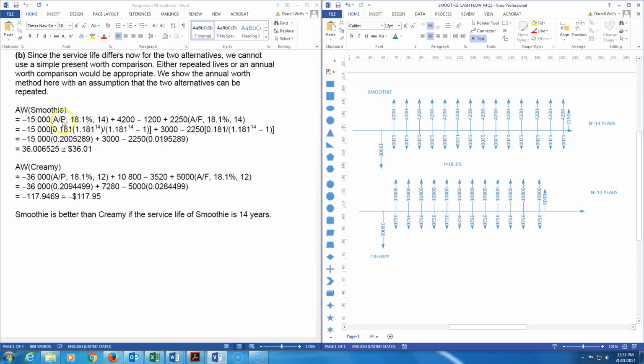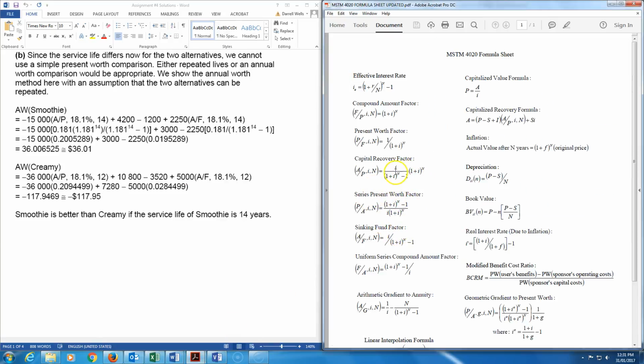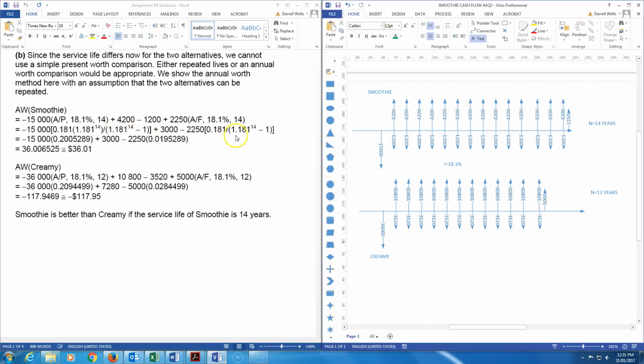As I just mentioned, in order to find the A/P factor and the A/F factor for this interest rate, we have to resort back to the original formulas on the formula sheet. So we have negative 15,000 times 0.181 times 1.181 to the power 14, all over 1.181 to the power 14 minus 1, and so on. That's just plugging i of 0.181 and n of 14 directly into the A/P formula. Once we plug in the numbers and do the calculations, it turns out that the annual worth of the smoothie machine is $36.01. So that's our annual worth for that alternative.